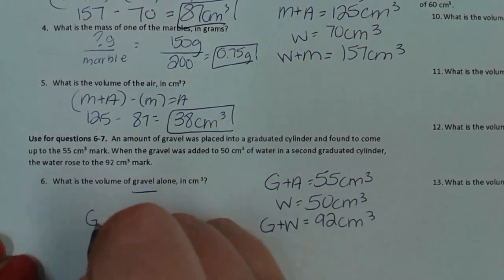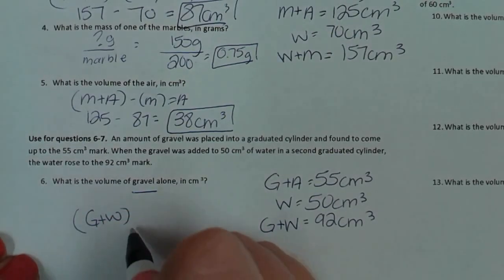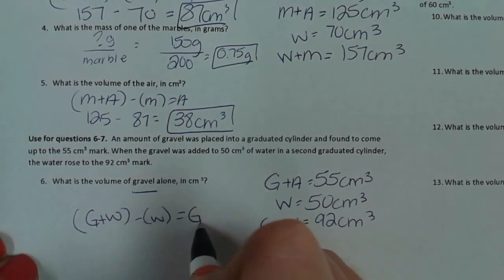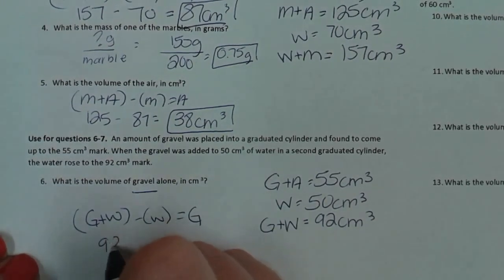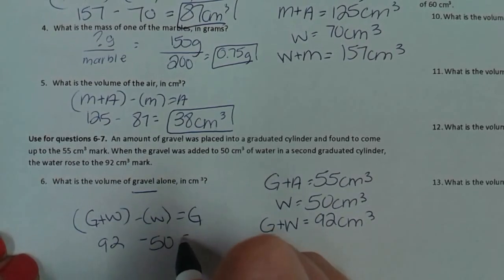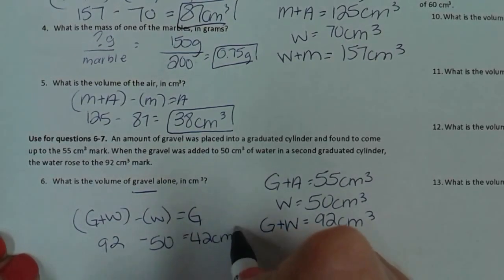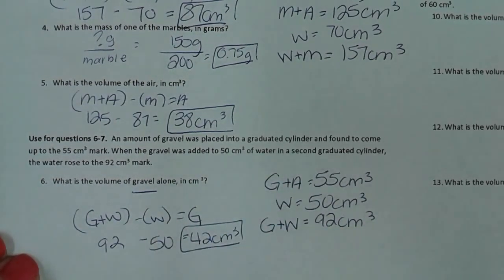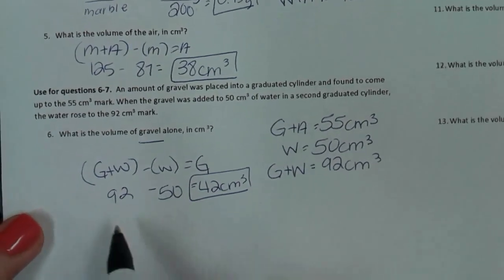Hopefully you see G plus W minus W would give you G. Plug them in. It's 42. I'm going to do the next question right here.